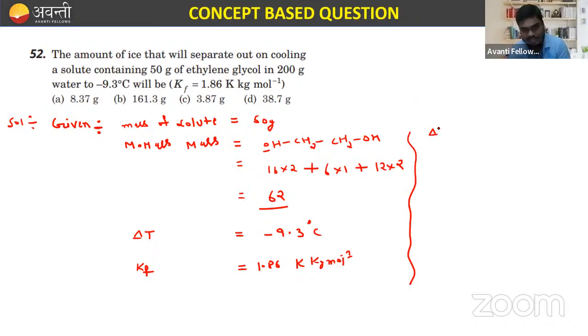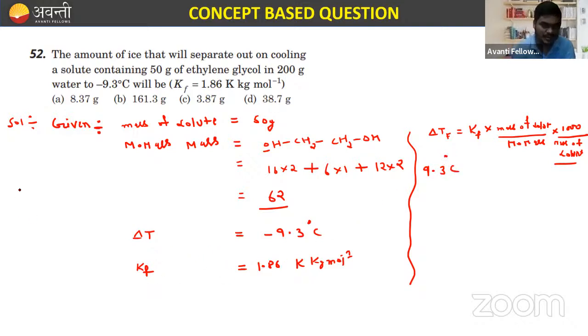Delta TF is equal to KF into molality, that is mass of solute divided by molar mass, into 1000 and divided by mass of solvent. So in this, you need to calculate the mass of solvent first. Delta TF is given already. How much? 9.3 degrees Celsius. How will it come?